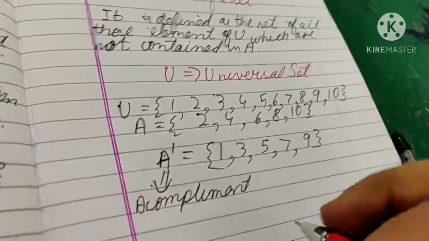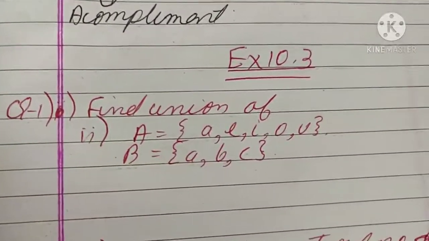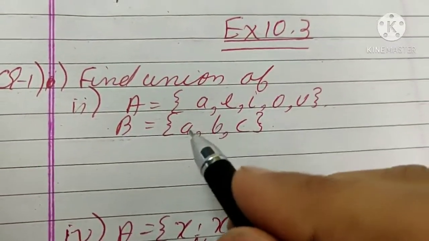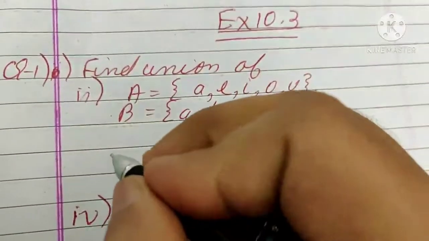So starting with the exercise. This is our first question from the exercise. We have to find the union of A and B.